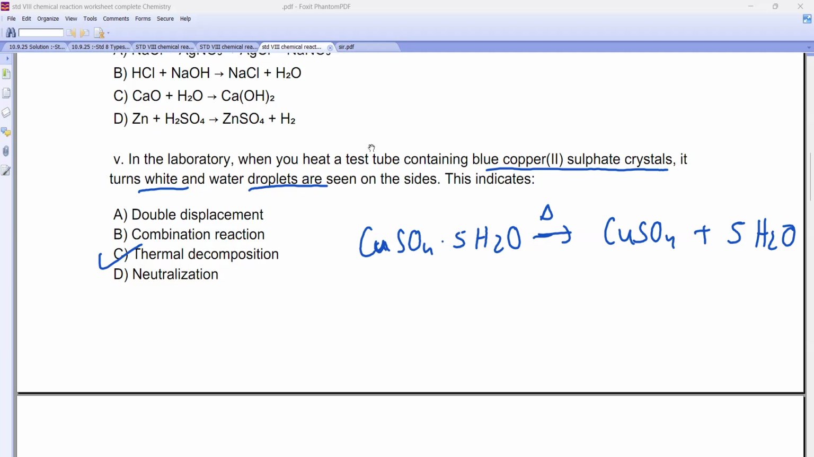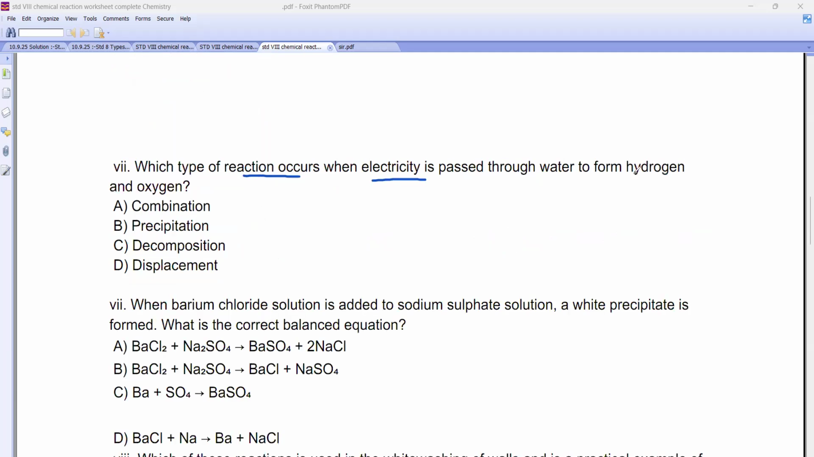Which type of reaction occurs when electricity is passed? Decomposition. Which decomposition, beta? Electrolytic decomposition.